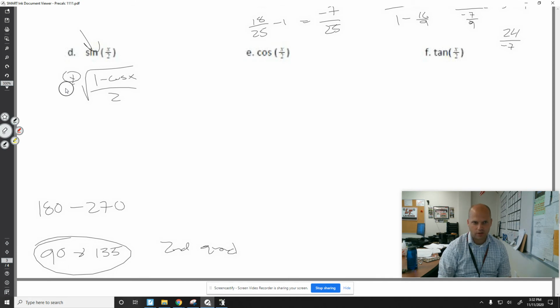You could do this for other angles. Like if I was in the fourth quadrant, you'd go between 270 and 360. That would still put you in the second quadrant, actually, which is interesting.